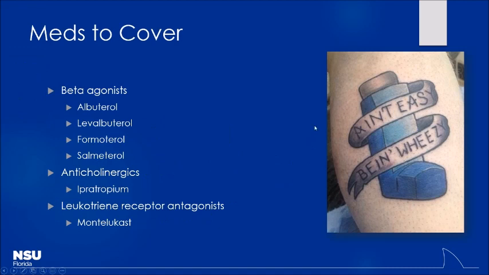Okay, so some of the meds we want to cover here. What are we talking about, right? We have our beta agonists. What do beta agonists do? They bronchodilate, right? How do they do that? Yeah, so they increase cyclic AMP. What does that do? Actually, it's a smooth muscle relaxer. It gets less calcium into the cell there, right?